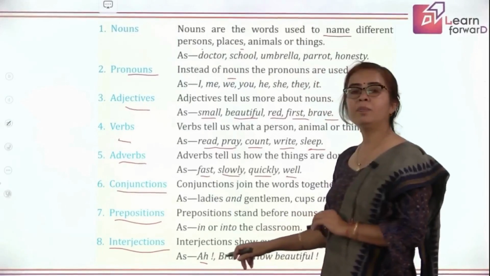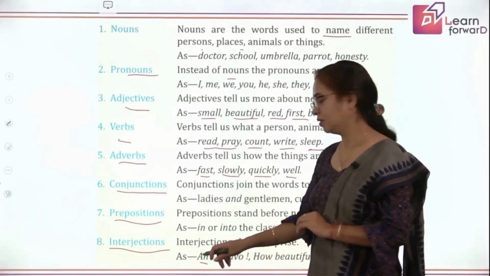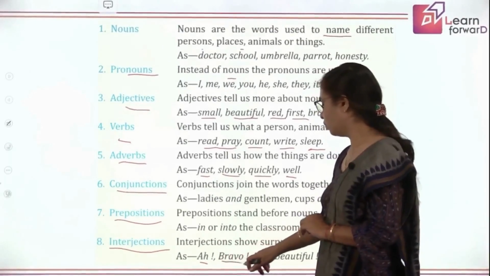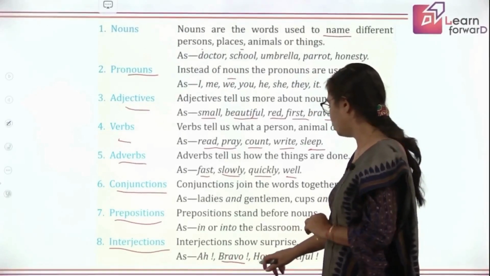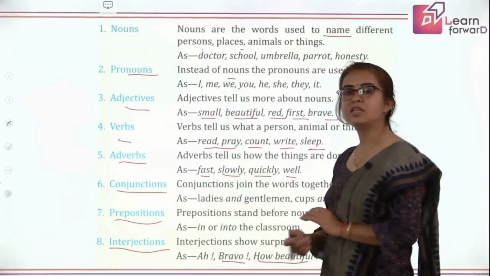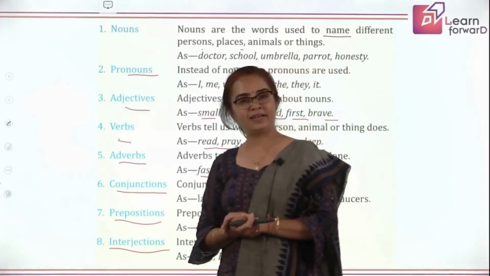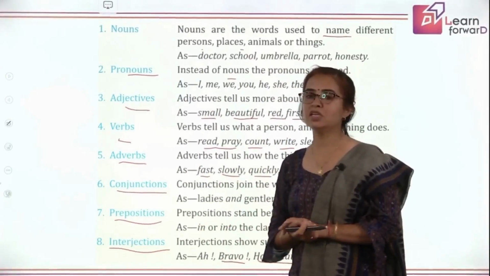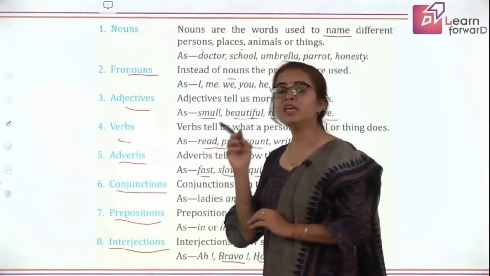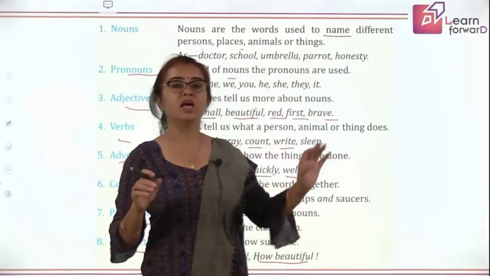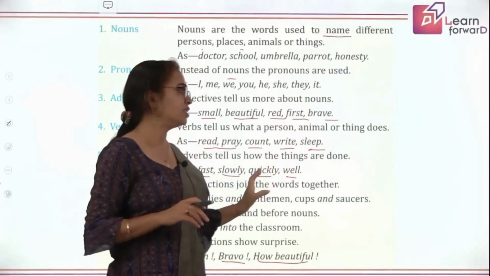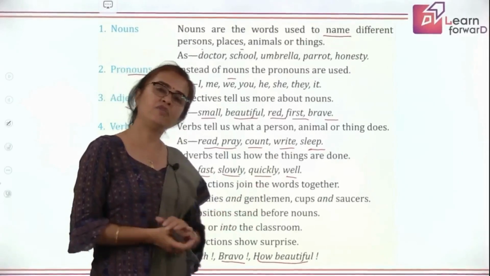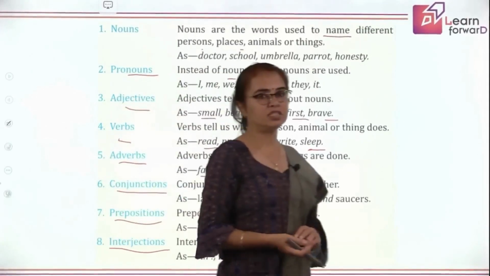When you are in pain, you say, ah, bravo, how beautiful. So these are all interjections. So these are the 8 parts of speech, and you put each of the words in a sentence under one of these 8 categories, and we'll be learning about them in detail ahead.